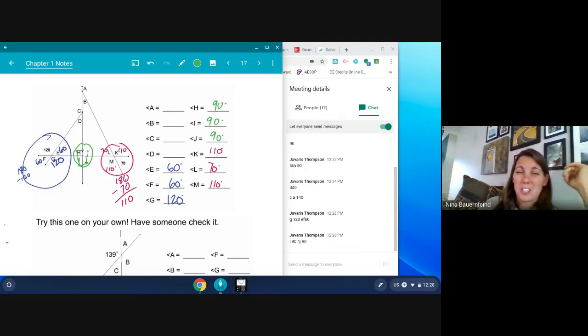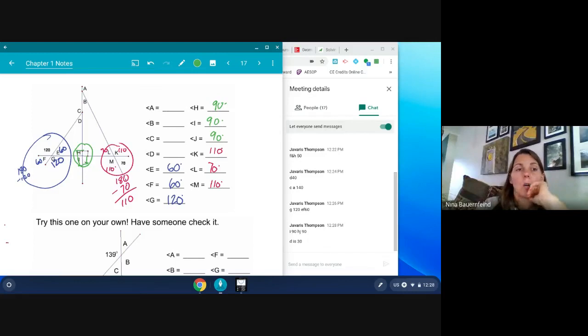Okay, now's where it starts to get a little bit messy. So we need to move up to angle D and to angle B. So Javaris, D is 30. Can you explain how you got that for the other folks in here?